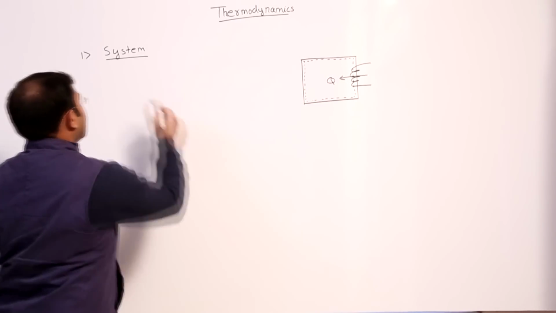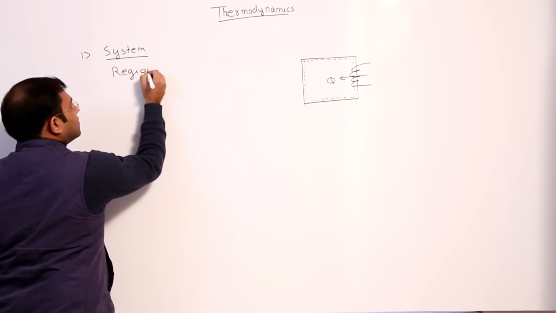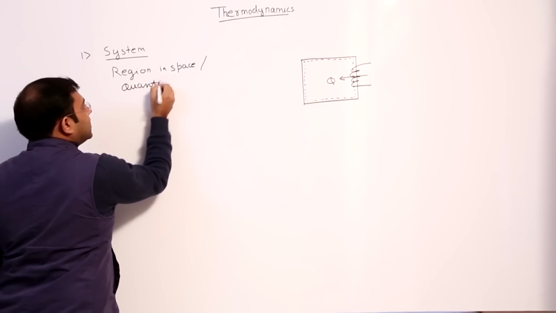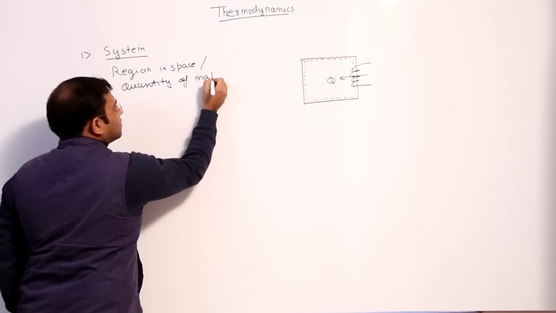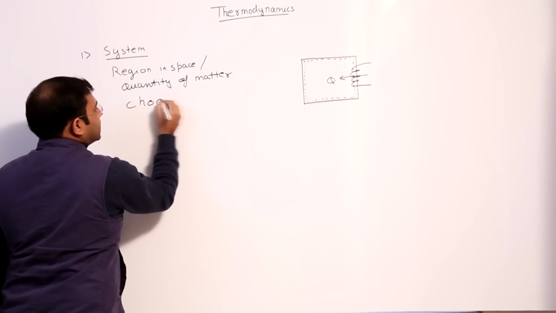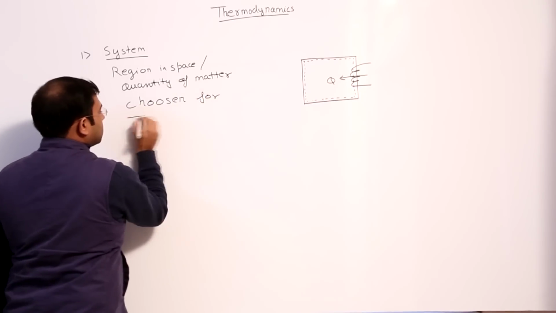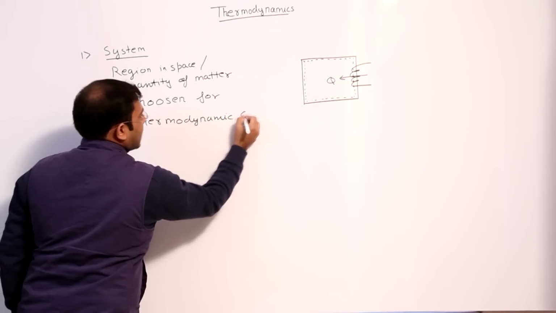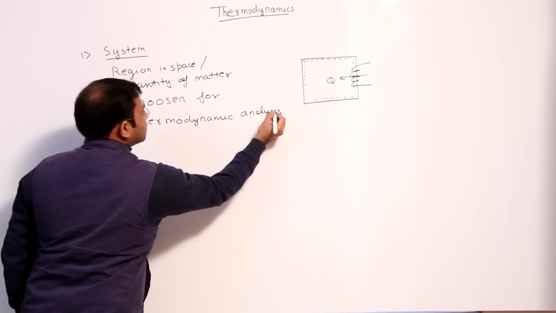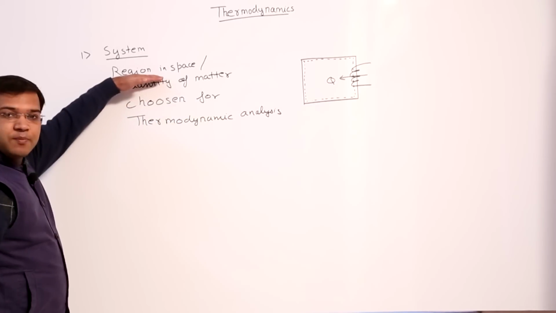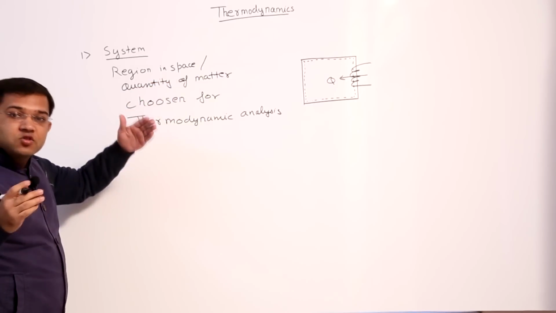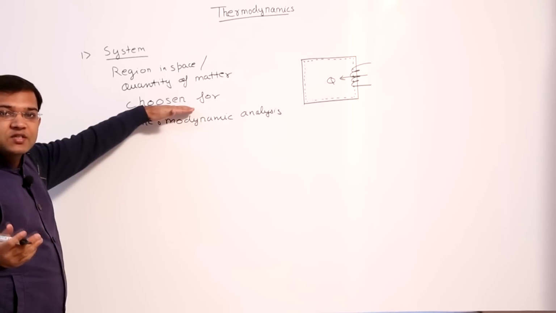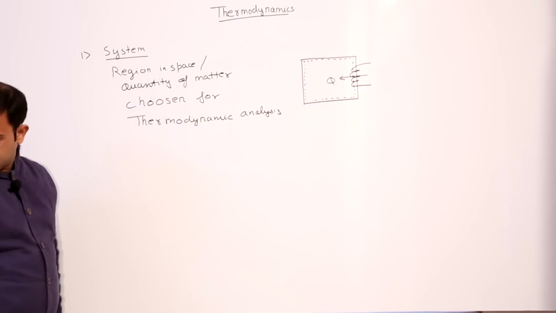So system can be defined as a region in space or quantity of matter chosen for thermodynamic analysis, where we are interested to find thermodynamic properties or change in thermodynamic properties. Fine.